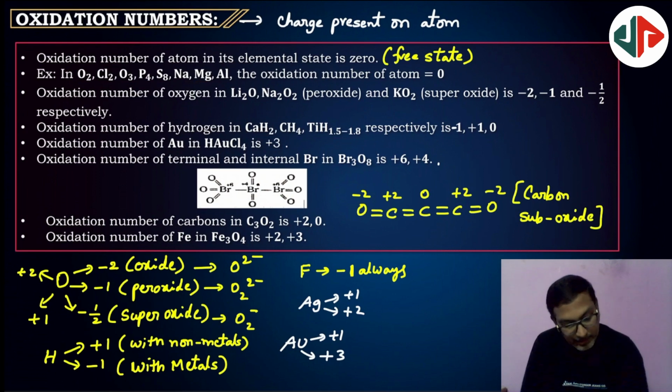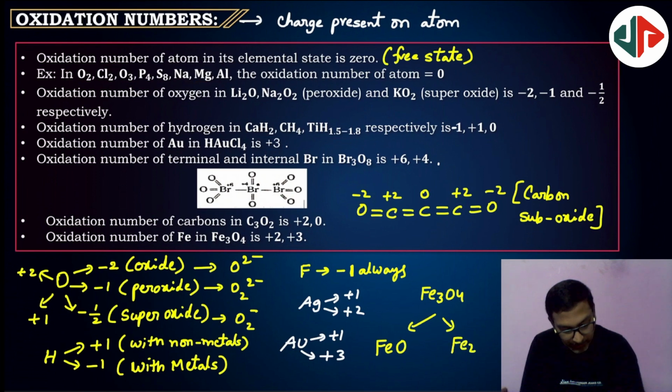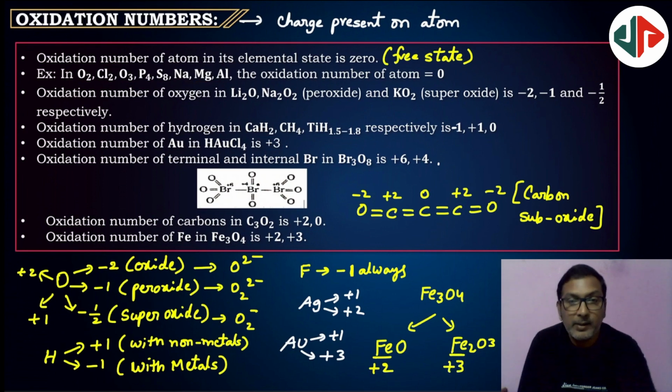Next, the oxidation state of Fe in Fe3O4. Fe3O4 means magnetite. It is a combination of two oxides, FeO and Fe2O3. Here the oxidation state is +2 and here the oxidation state is +3. A mixed oxide. Very, very important topic: oxidation state.